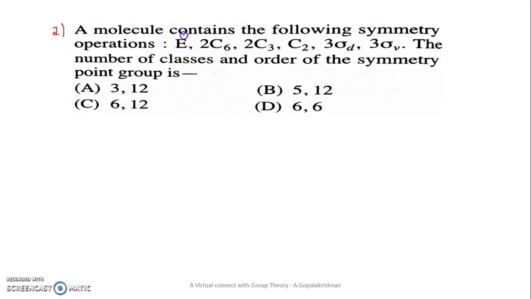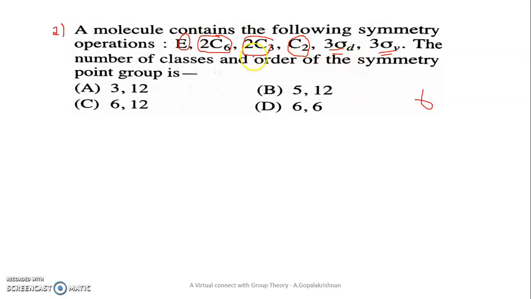Listen, the identity element forms a separate class, and these two C6 operations form a separate class, these two C3 operations form a separate class, this one forms a separate class, the sigma d operations form a separate class, and the sigma v operations form a separate class. So the number of classes is 1, 2, 3, 4, 5, 6. This molecule has 6 classes.